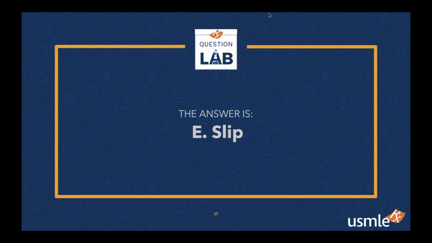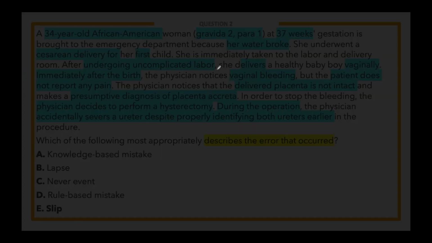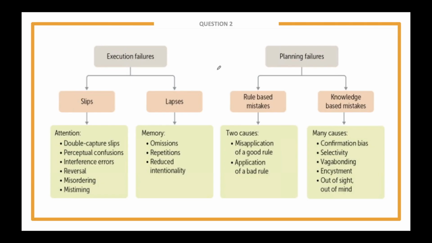So let's take a look at this question. On the next slide, Sean has gone ahead and pulled up a little algorithm or flow chart that talks about some of these errors. So errors can really be divided into 2 broad categories: execution failures and planning failures, okay?